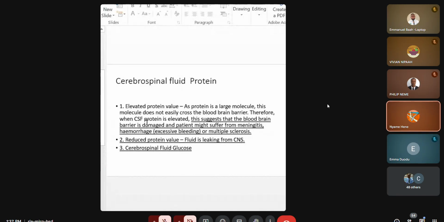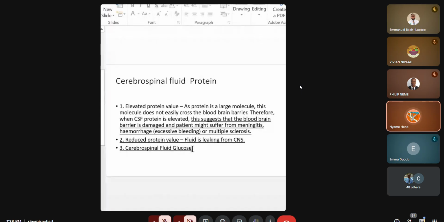So if you see conditions like this, I mean, when you see protein there, it is telling you that there are some likely conditions like meningitis, hemorrhage, there's excessive bleeding in the brain, or there's multiple sclerosis. And it gives you an idea that these things are occurring. So watch out. Two, reduced protein value. When there is a reduced protein value, fluid is leaking from the CNS. That is what it means. It means that there's a what? There's fluid leaking away from the CNS.